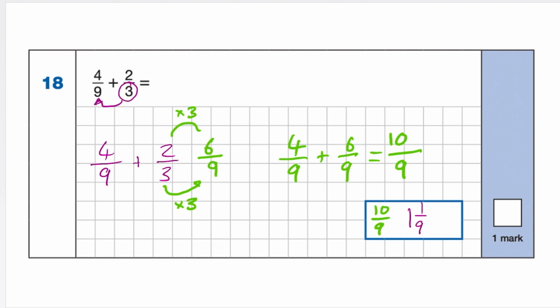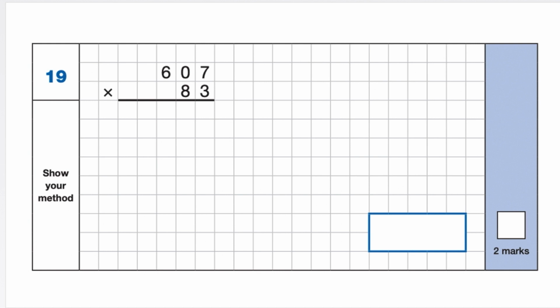Either of these is fine. Question 19 is another multiplication question, and again, no tricks to it. We're just being asked to multiply, and it's already set out ready for us, but again, you can see it wants us to clearly show our method.